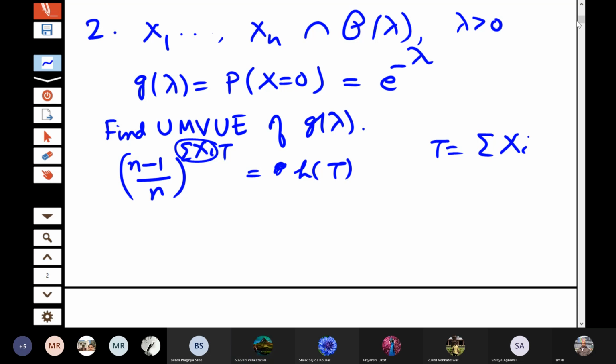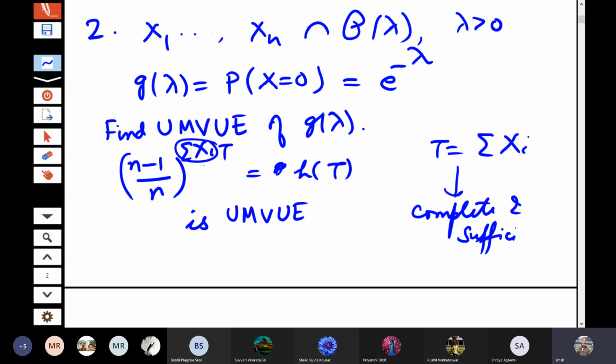Yes, sir. Okay, so I am not going to solve it. I think people have understood it. So this is UMVUE. Why is this UMVUE? Because this T is complete and sufficient. So if you apply the Rao-Blackwell-Lehmann-Scheffé theorem, you are calculating the probability that X1 is equal to 0 given T is equal to t. This should be calculated.